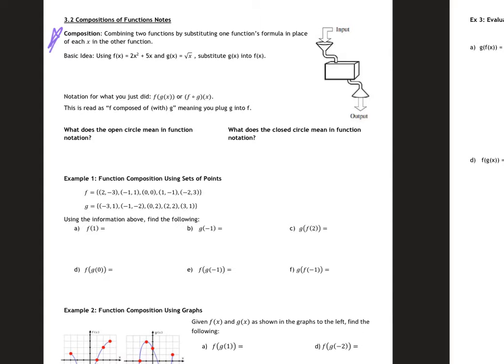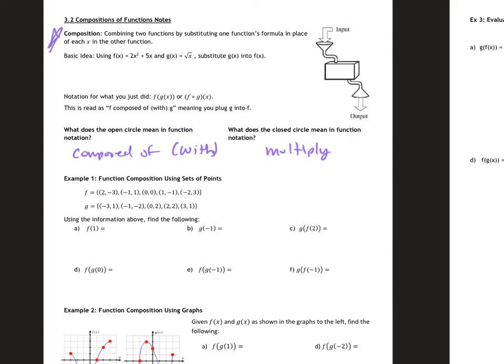So what does the open circle mean in function notation? It means composed of or with. What does the closed circle mean? Multiply. So two different things. Open circle means you're composing, it's a composition. Closed circle means you are multiplying.